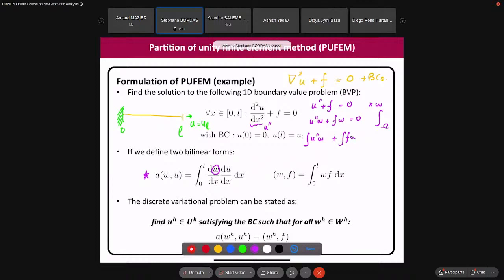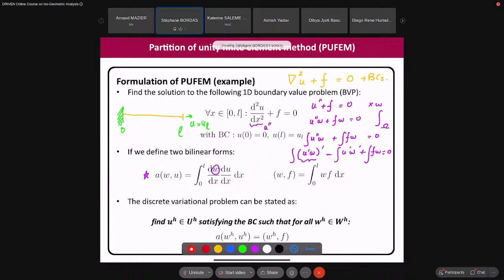Then I can use integration by parts, which tells me that this is the boundary term minus the integral of u prime w prime, plus the integral of f w. All I did is I used the product rule. And this term here is nothing else but the evaluation of u prime w on the boundary.